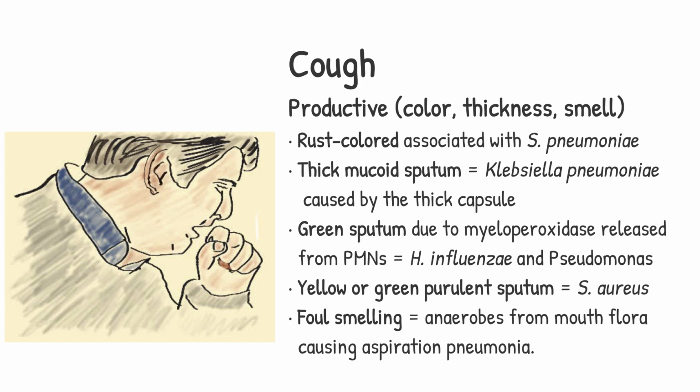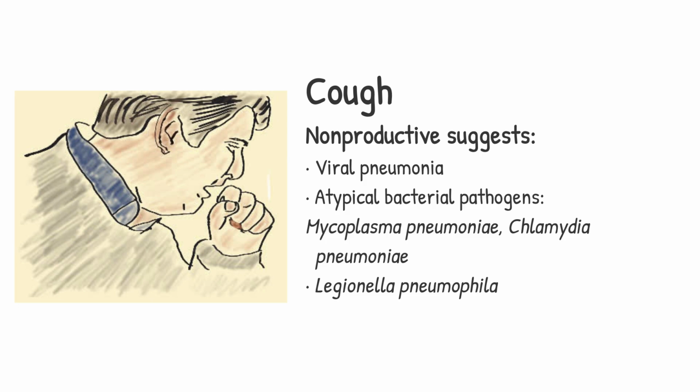Green sputum, due to myeloperoxidase release from PMNs, is seen in H. influenzae and Pseudomonas aeruginosa. Yellow or green purulent sputum is seen in Staph aureus. Foul-smelling sputum indicates anaerobes from the mouth flora and is commonly associated with aspiration pneumonia. Non-productive cough suggests viral pneumonia or pneumonia caused by atypical bacterial pathogens: Mycoplasma pneumoniae, Chlamydia pneumoniae, or Legionella pneumophila.